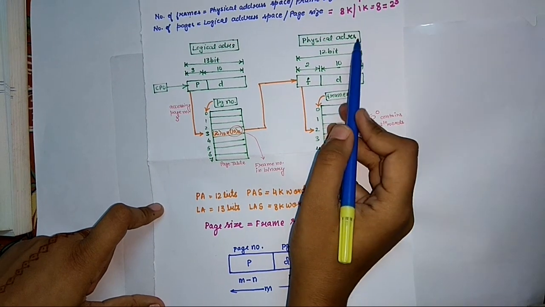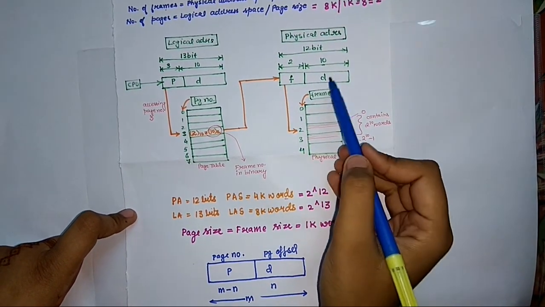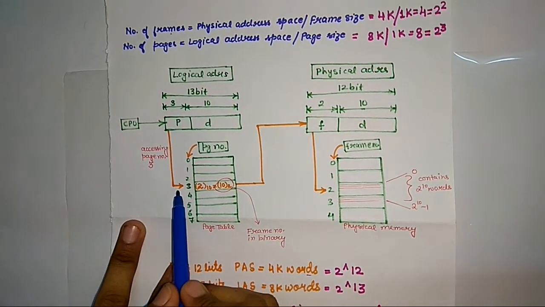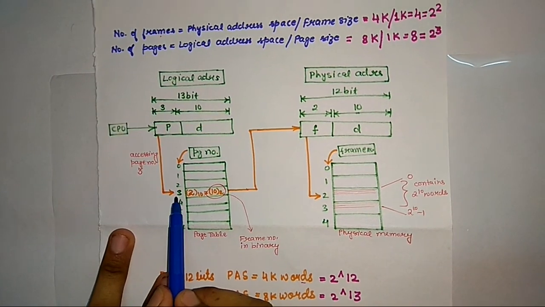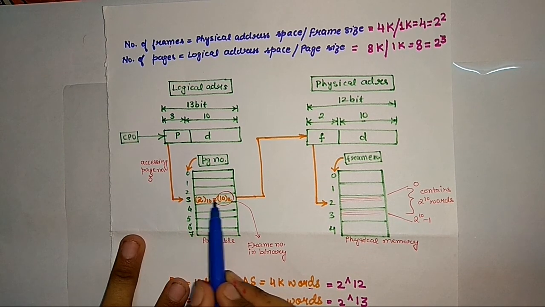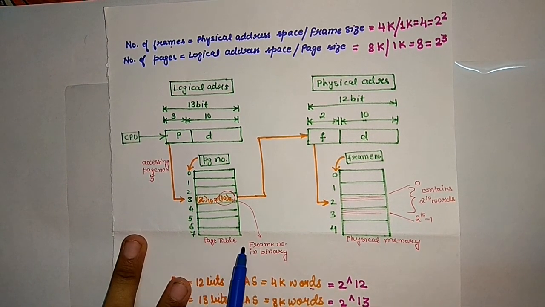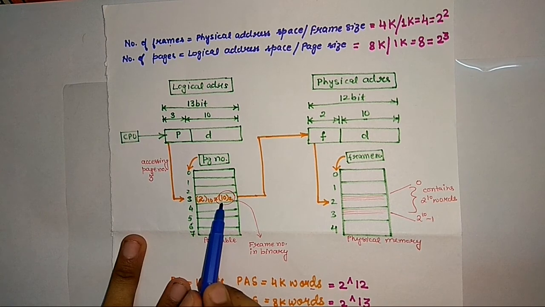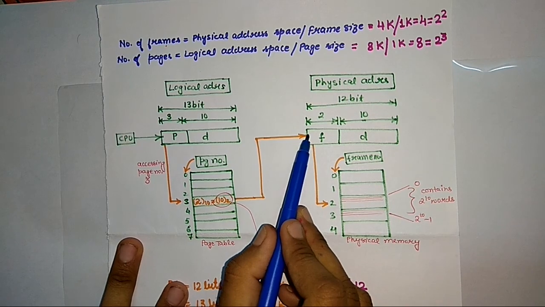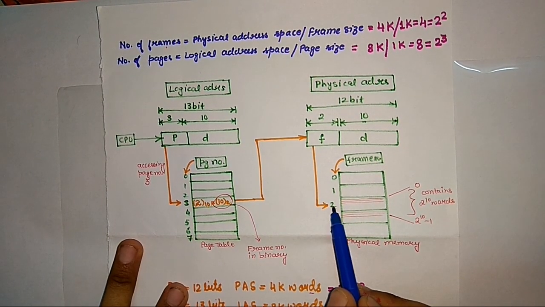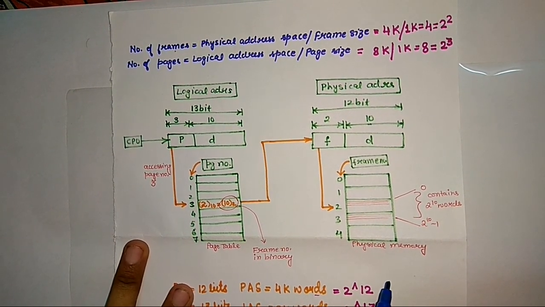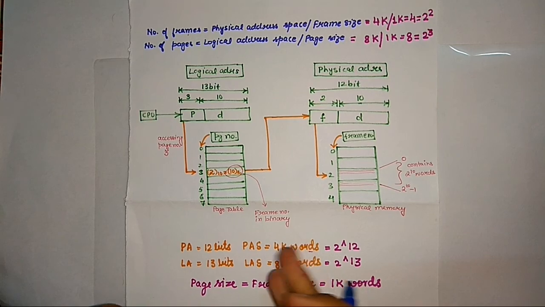Similarly, our physical address is also divided into frame number and frame offset. Now suppose we want to access page number 3. It will go to page number 3, where we have stored the frame number in which this page is going to be stored. This 2 in base 10, if we change it into binary, will be 10 in base 2. Now it will point to the frame, and this will go to frame number 2, where our page number 3 details are going to be stored in physical memory. So that's all about the basics of this paging technique.